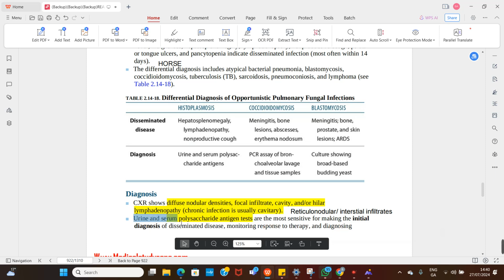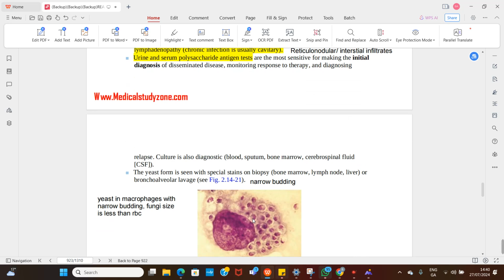Your urine is just like Legionella. This one too, urine or serum polysaccharide antigen test. Do not forget for histoplasmosis: urine and serum polysaccharide antigen. You want to pick that antigen in the urine or the serum.